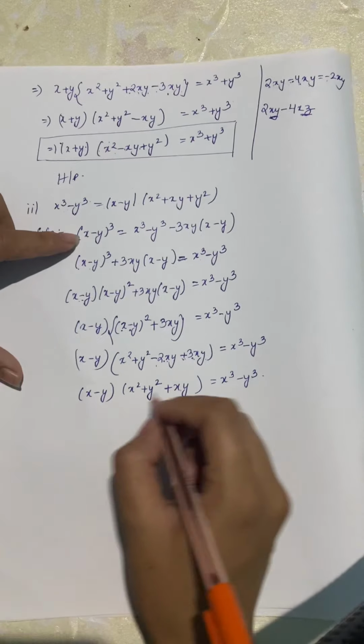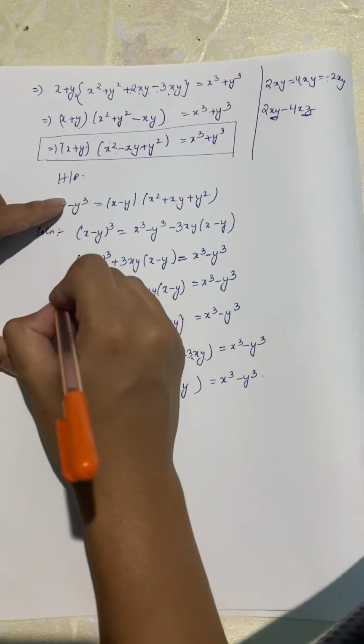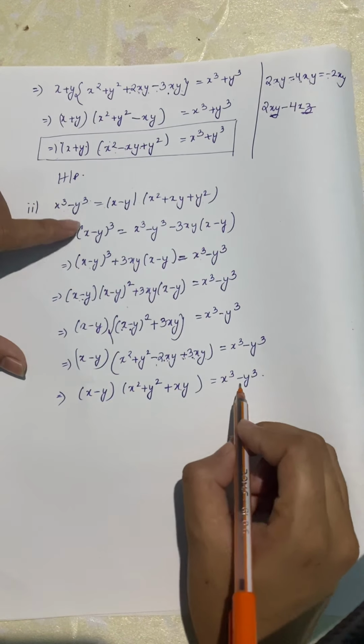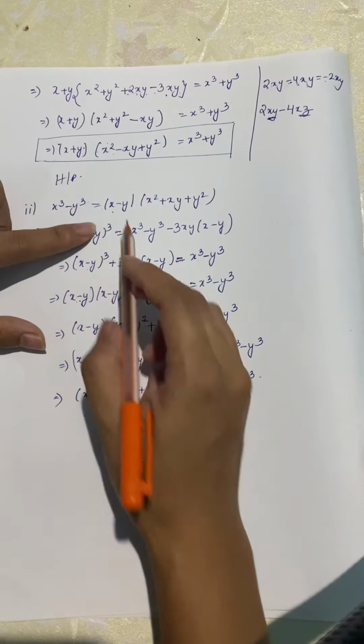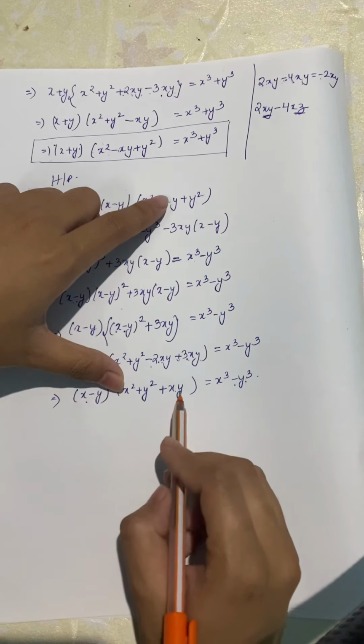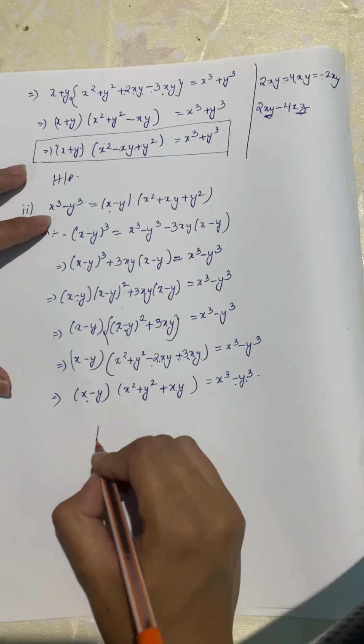So therefore, what does this show? You look at this now. What have we proved? We have proved that x cube minus y cube is equivalent to x minus y, x square plus xy plus y square. All right, we have proved this. Hence proved.